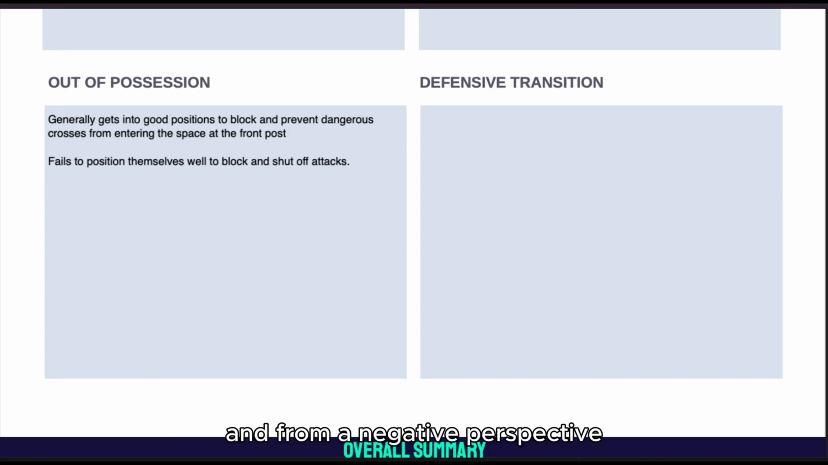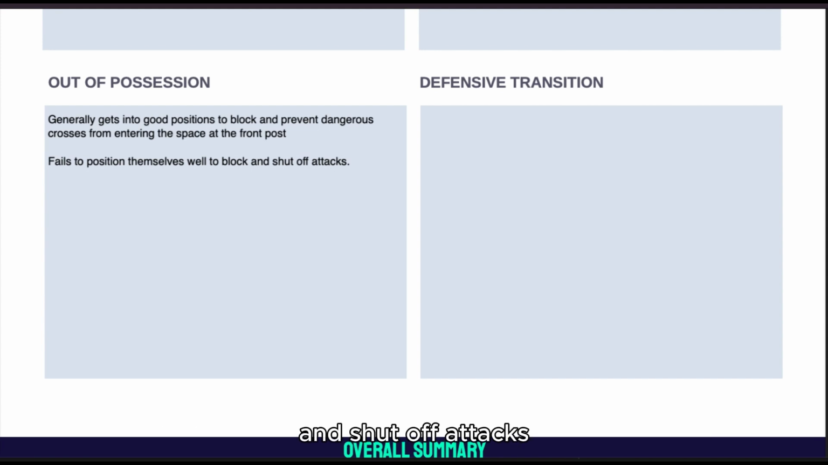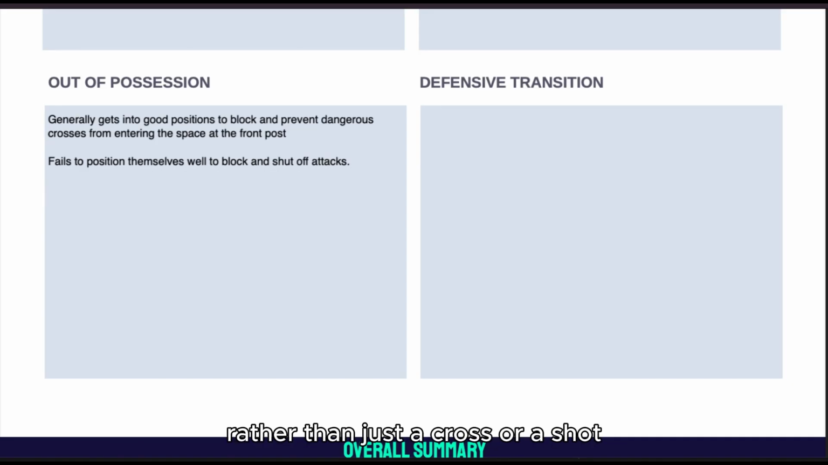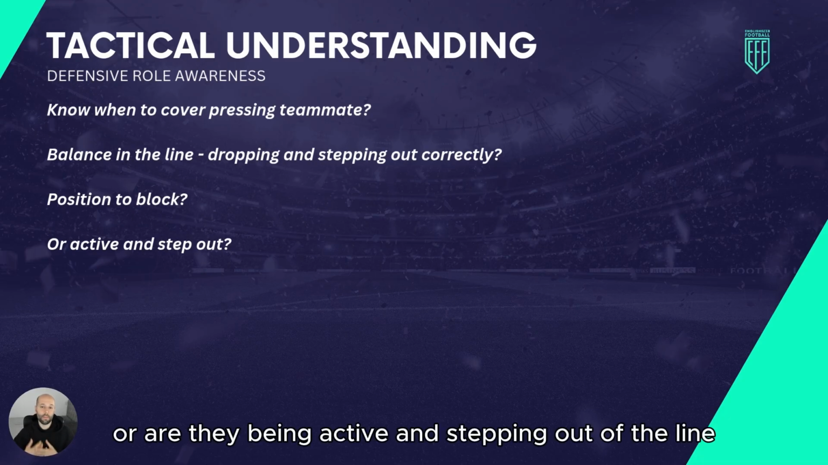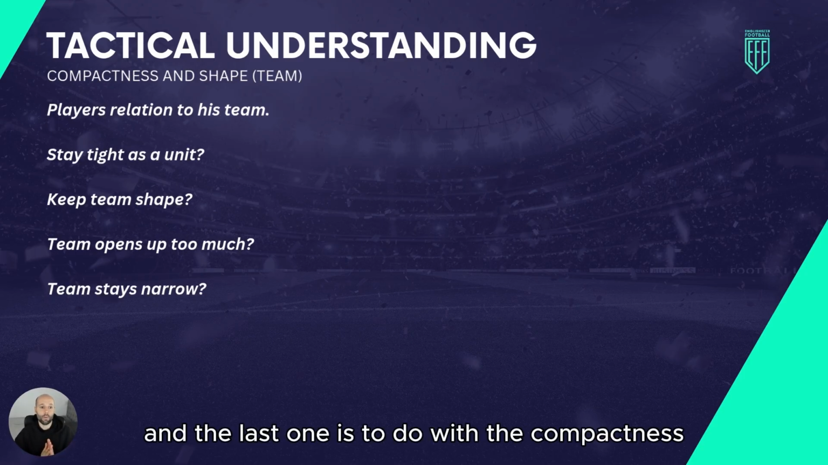And from a negative perspective, you can say the player fails to position themselves well to block and shut off attacks. So a block can also be blocking the path of a pass rather than just a cross or a shot. Or are they being active and stepping out of the line? Do they know when to block or when not to? And the last one is to do with the compactness and the shape.